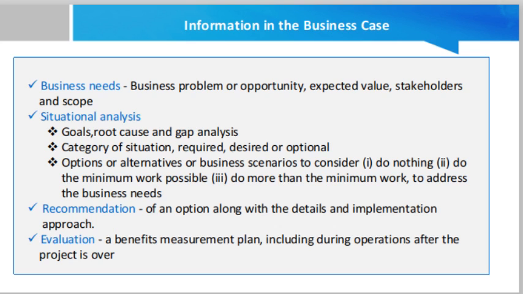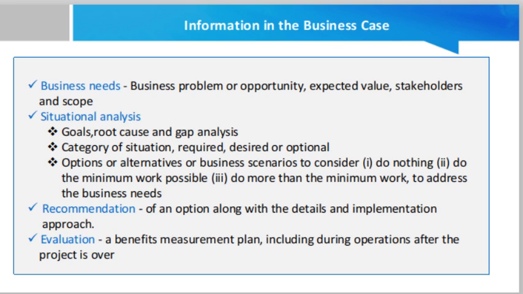Normally, the business case document includes first of all the business need, like the business problem, opportunity, the scope and business expected value. Also, it contains the goals, root causes, gap analysis, category of situation, required, desired, options or alternative business scenarios, then recommendations of an option along with the details and implementation approach, and then evaluation, a benefit measurement plan including during operations after a project is over.